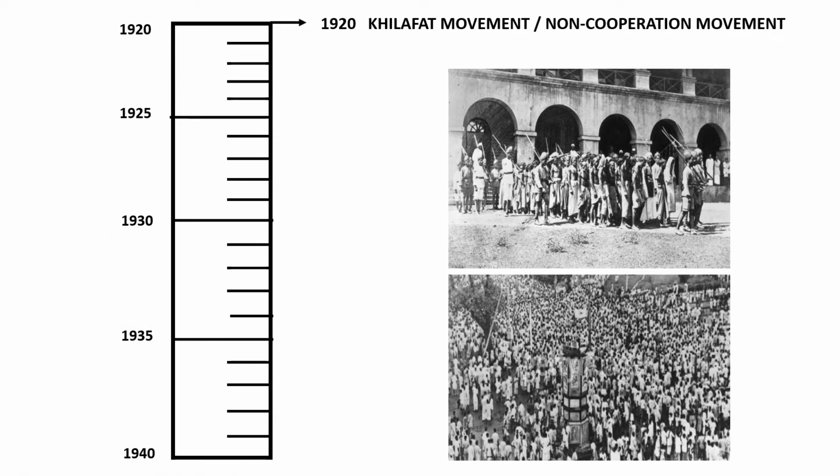The movement of non-cooperation was launched on 4th September 1920 by Mahatma Gandhi with the aim of self-governance and obtaining full independence, that is Purna Swaraj, as the Indian National Congress withdrew its support for British reforms following the Rowlatt Act of 1919 and the Jallianwala Bagh massacre.